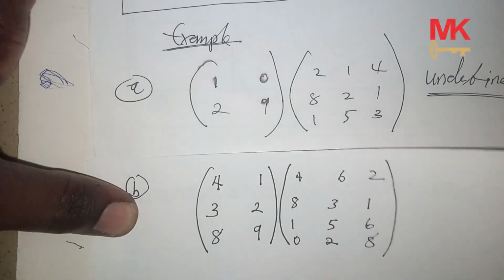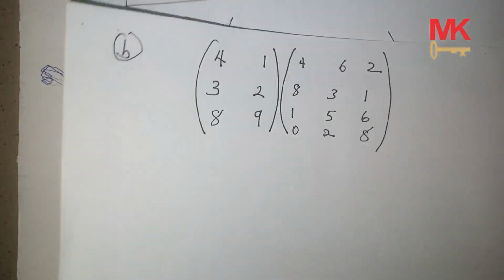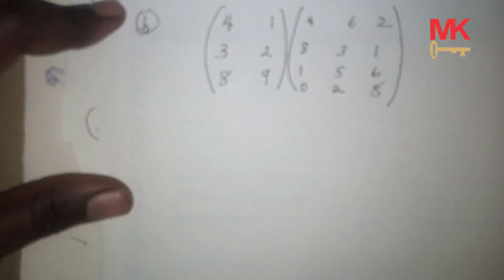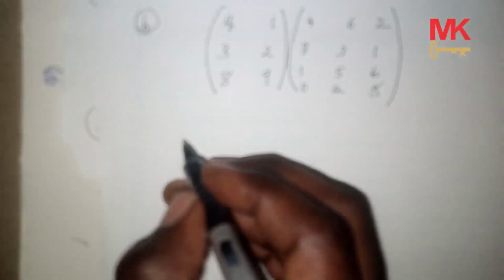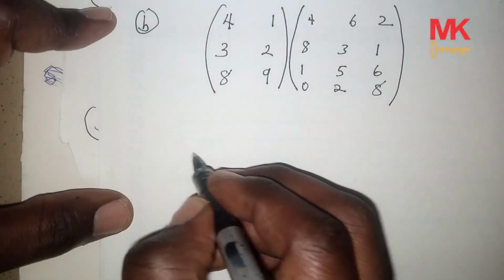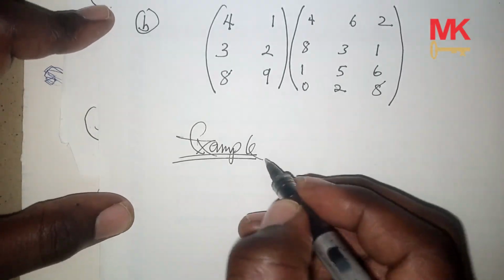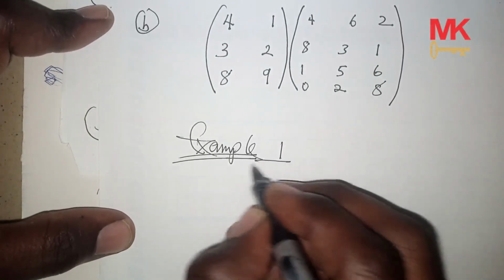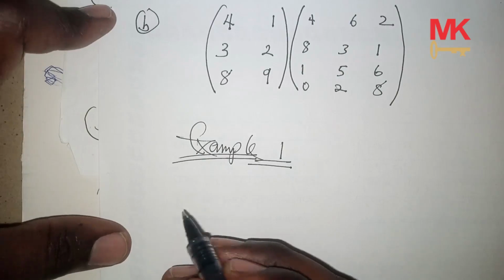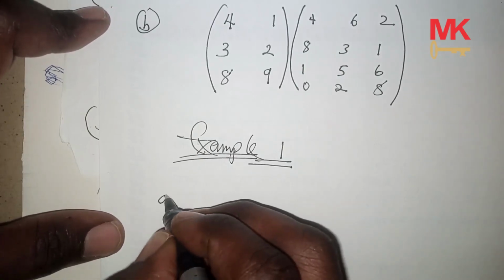Now let us see how to multiply matrices. Okay, let's carry out this simple multiplication. Example 1. Now multiply the following two matrices.